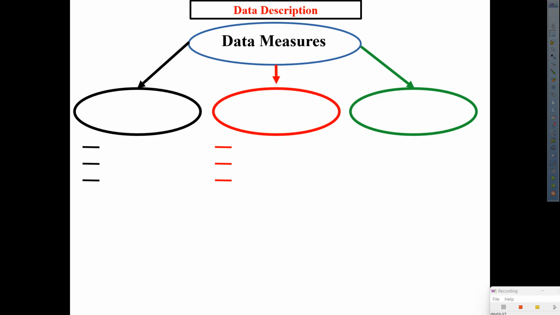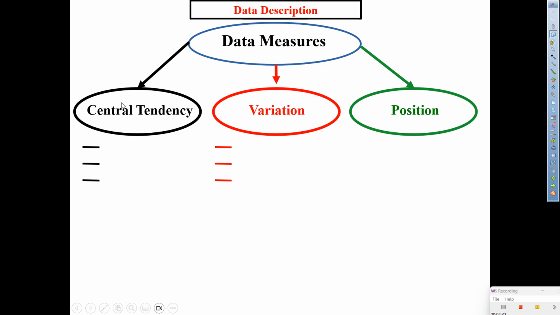Thank you. Should look something like this. Measures of central tendency, measures of variation, and where are we headed? Measures of position. So, once again, turn to your neighbor, let them know the measures of central tendency, the 3 of them. Let them know what the measures of variation are.